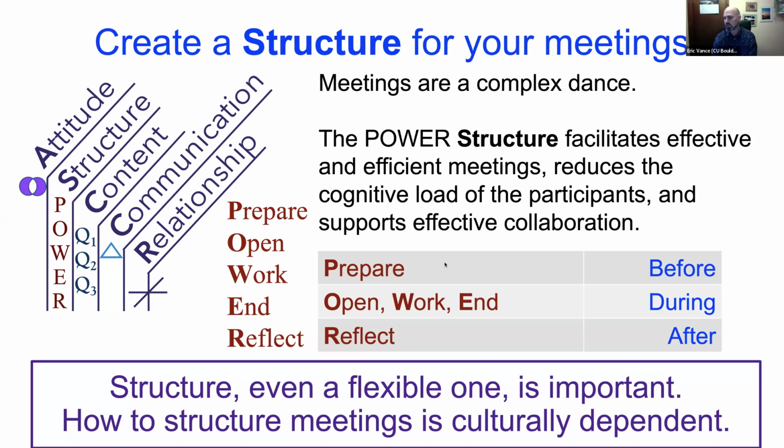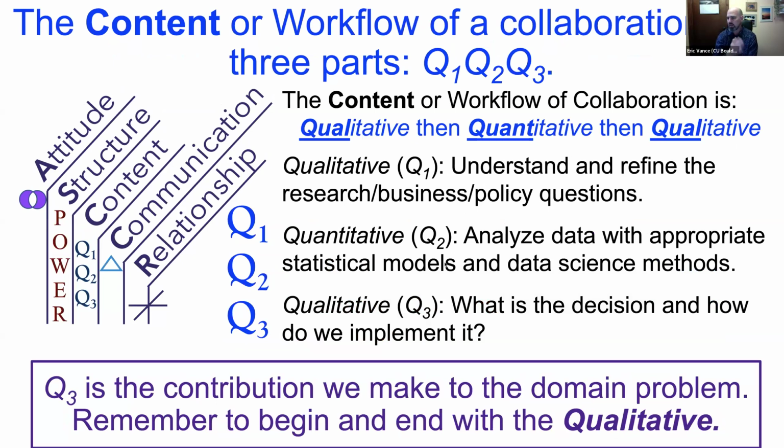I'm going to move on to the next piece, and I think I'll go a little bit faster so we have some time for discussion. The content or workflow of a collaboration has 3 parts. Every project has a qualitative part at the beginning where we understand and refine the research or business or policy questions. We understand the data. Then it has a quantitative part. We call that Q2. It's where we analyze the data with statistical models.